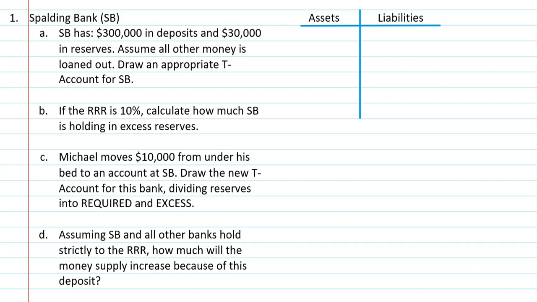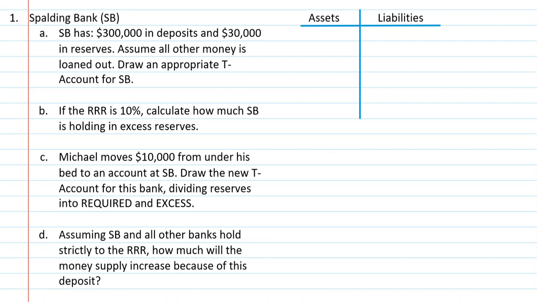Okay, so a quick introduction and practice problem on banking T accounts and expansion of the money supply through the banking system. We start with part A. Spalding Bank has $300,000 in deposits and $30,000 in reserves. All other money is loaned out. What does this look like on a T account?